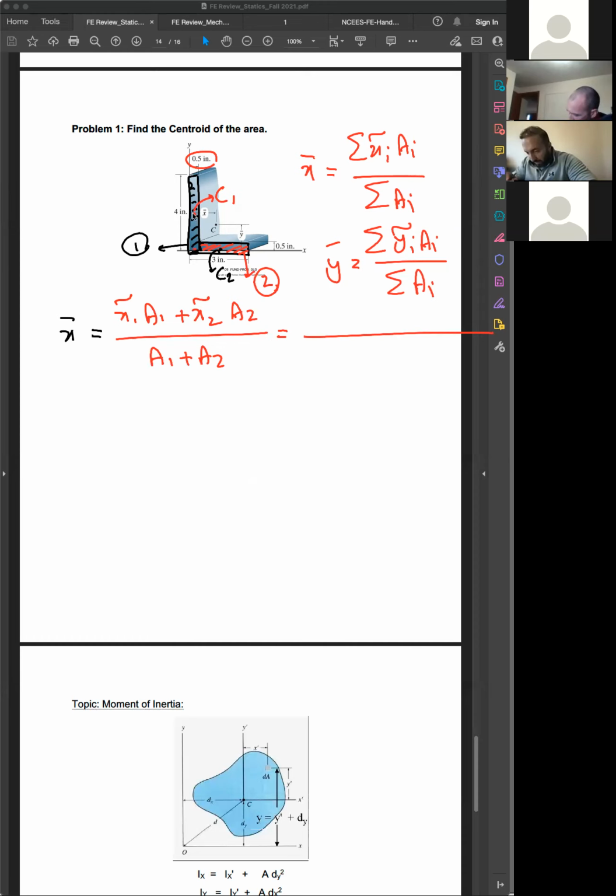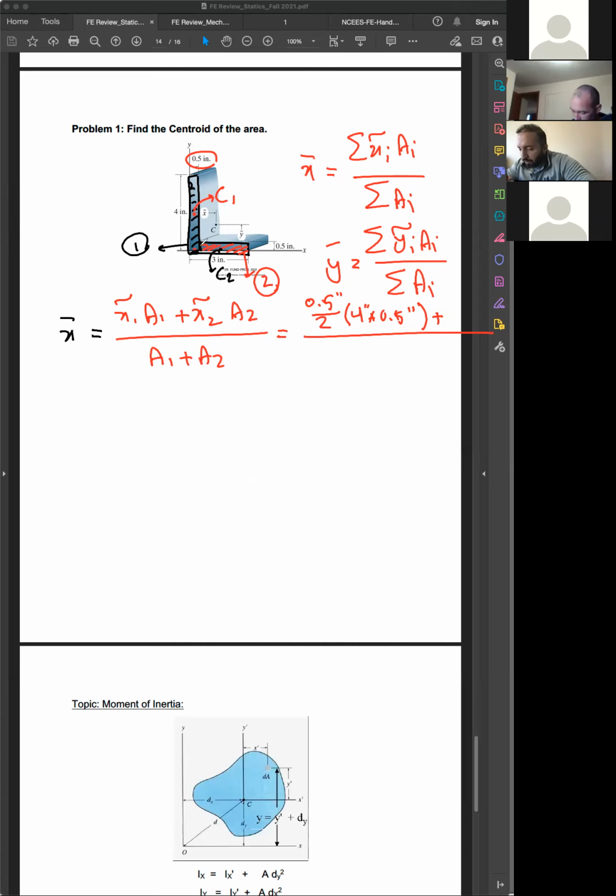So your x tilde 1 would be half inch over 2, times the area. The area would be what? The area would be 4 times half. 4 would be the total, right? 4 and half, okay? Plus.